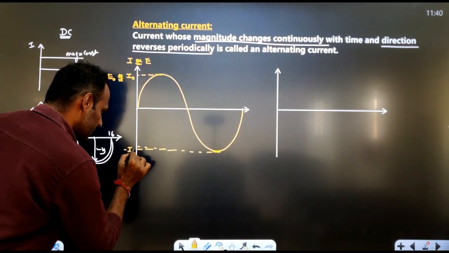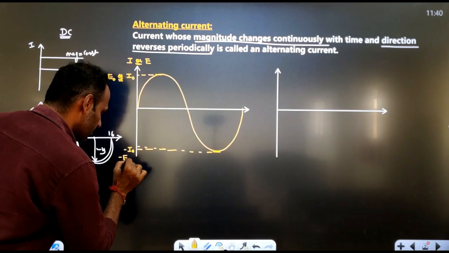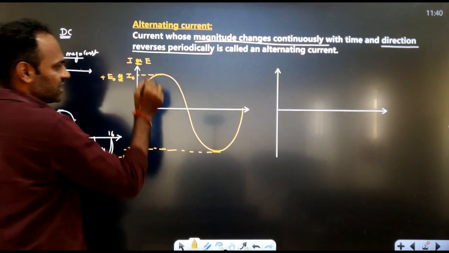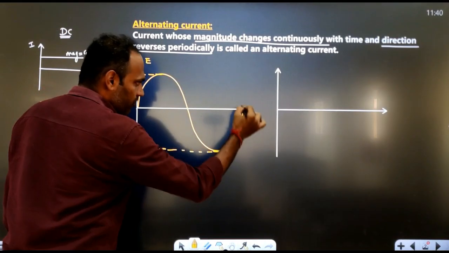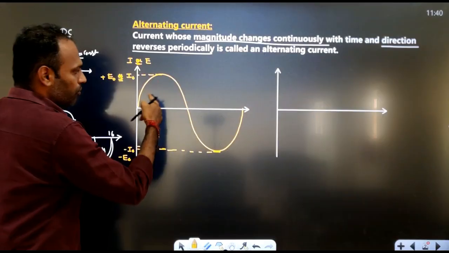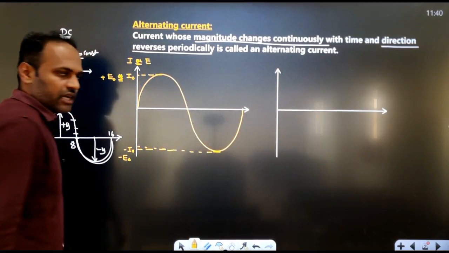Okay, I will write it as either minus I naught or minus E naught. Okay, so these are the peak values. See, this is one full cycle of AC. One full cycle of AC means there must be the positive half cycle and also the negative half cycle.